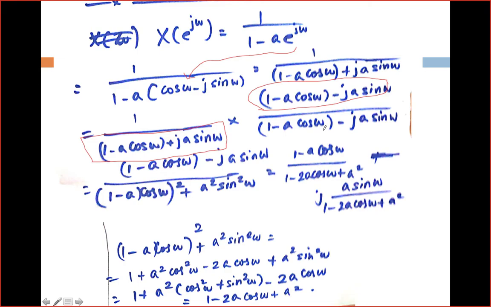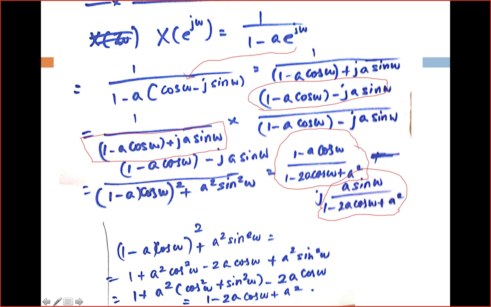After doing this, I multiply out the expression and separate the real and imaginary parts. What I will get is 1 minus a cos omega divided by 1 minus 2a cos omega plus a square. This is the real part of the complex number. Minus j into a sin omega divided by 1 minus 2a cos omega plus a square. This is the imaginary part of the given complex number.